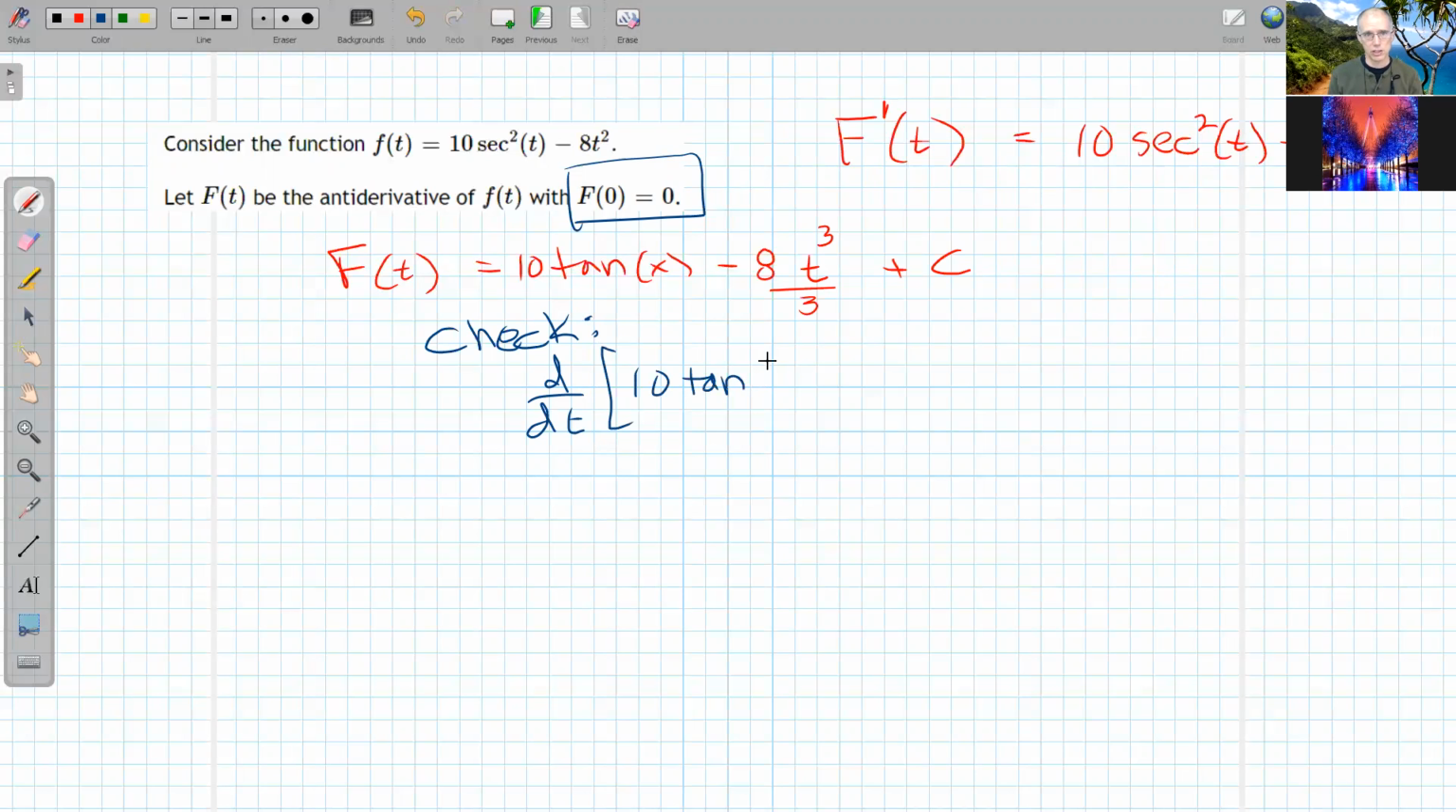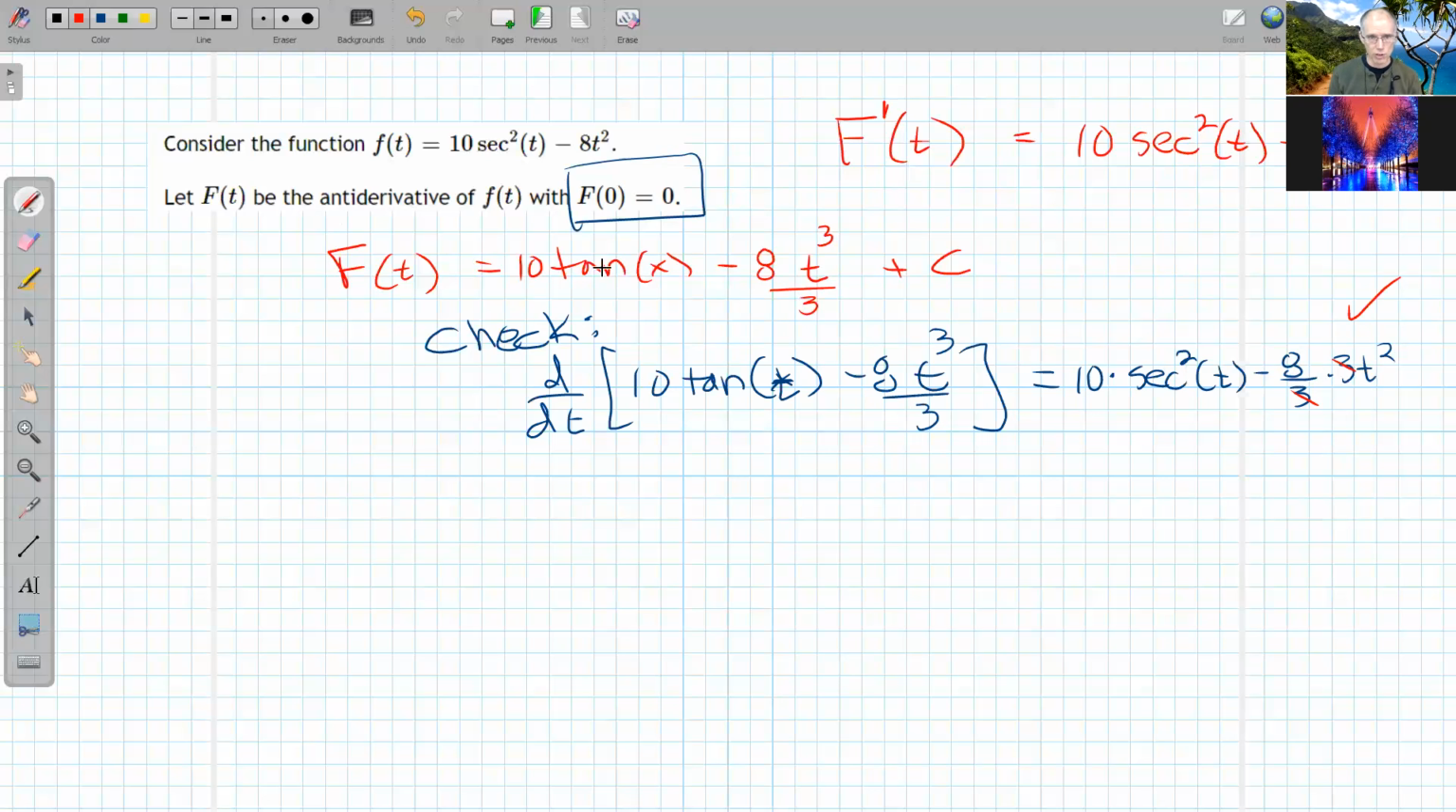10 tangent t minus 8 t cubed over 3. All right, so the derivative of 10 times tangent is 10 times secant squared. Oops, that should be a t. So that looks good so far. The minus 8/3, that's a constant multiple. I'm just going to carry that along. And then the derivative of t cubed is 3t squared. The 3's divide out, leaving me negative 8t squared. Okay, so that does check. So I do have an antiderivative there.